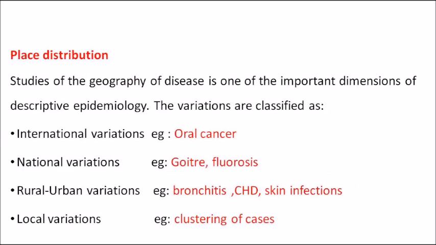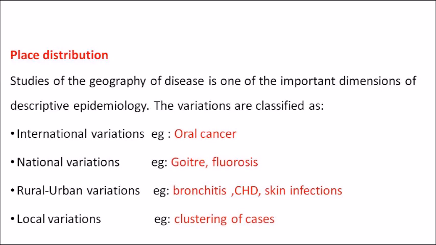Okay, now we are moving on to place. So time is over. Now we have place distribution. Place distribution is basically the study of the geography of the disease. We have different variations, we have international variations. It is very clearly seen because the incidence of oral cancer is different in different countries. India is, I think, third in the world for the increased incidence of oral cancer.